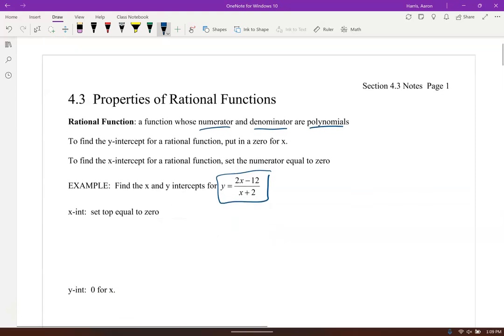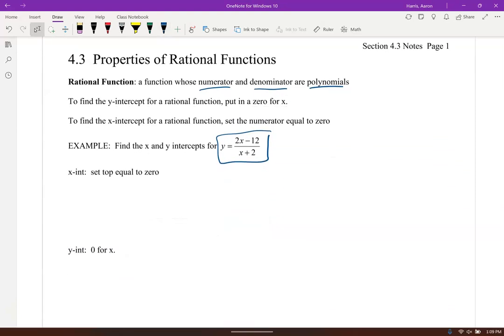So it's just a polynomial over some other polynomial. And what we're going to do initially is practice making sure we know how to find our x-intercepts. Remember, if you find an x-intercept, you got to let y be 0. On the other hand, if you're finding a y-intercept, you got to let x be 0. So let's find the x-intercept first by letting y be 0.